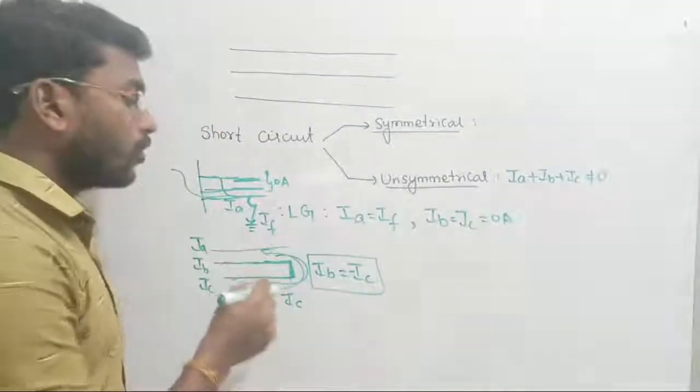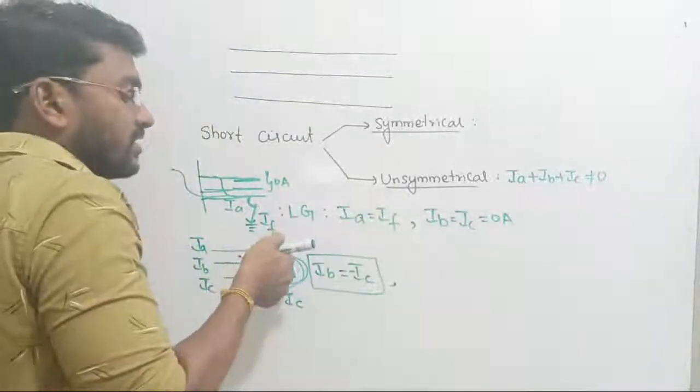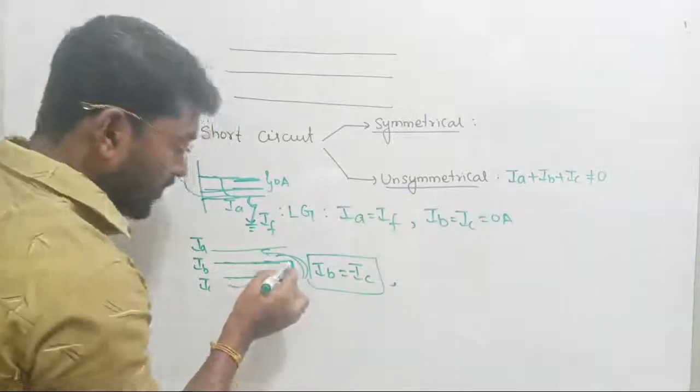In case of line to line fault, that is called double L fault. In case of double L fault, if 2 lines are short circuited, under the short circuited line, what will happen? You can observe.